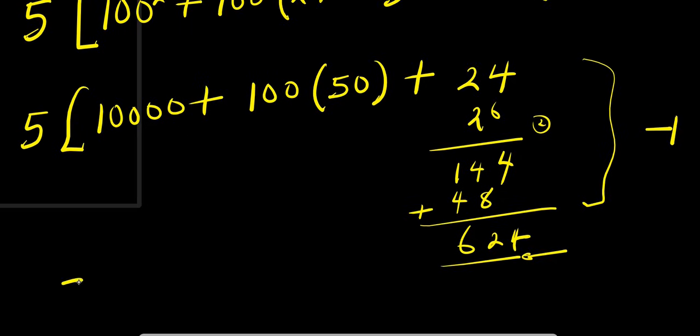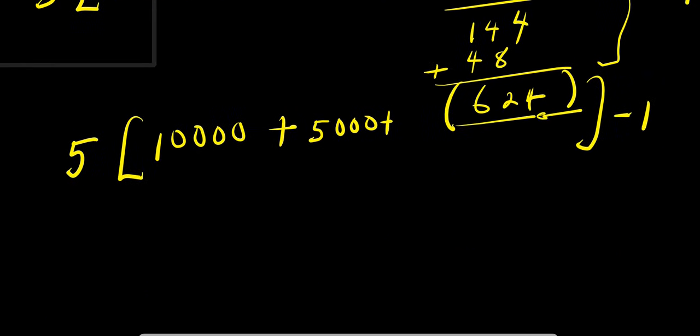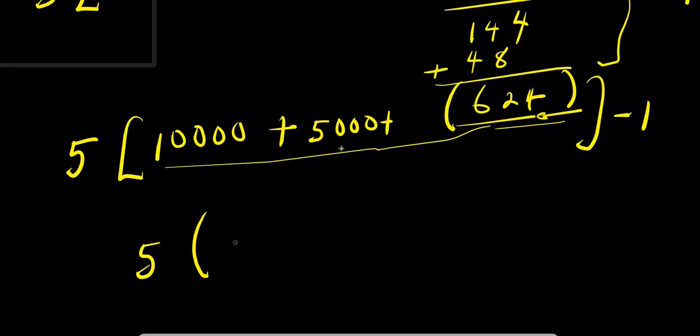So from here we have 5 times 10,000 plus this is 5,000 plus this 64 here minus 1. So this will give us 15,624. So this is, if you add everything, 15,624 minus 1. So we need to multiply out.